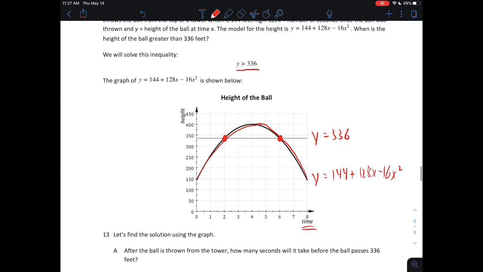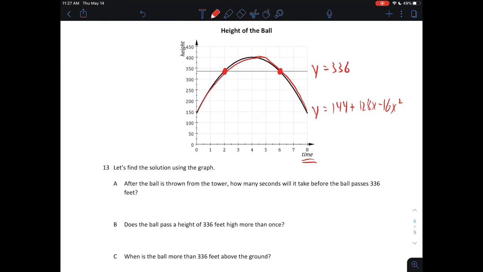So now let's take a look at the questions below. Number 13. Let's find the solution using the graph. After the ball in part A is thrown from the tower, how many seconds will it take before the ball passes 336 feet? So notice before this graph crosses the horizontal line that's drawn, it isn't above 336 feet. But the moment that those two graphs intersect at the first red dot that I have, the ball is now about to be above 336 feet. So how many seconds will it take before the ball passes 336 feet? Notice where they intersect. Follow that down to the horizontal axis. 2 seconds.